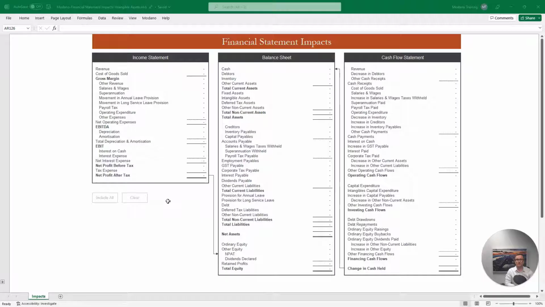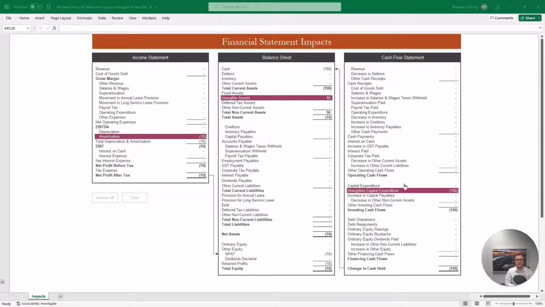When we look at the financial statement impacts of intangible assets within a three-way financial model, our intangible assets hit all three financial statements. Our intangibles capital expenditure is included within the investing section of our cash flow statement, decreasing our change in cash held and decreasing cash at bank. Our calculated book amortization for the month is included on our income statement below EBITDA, decreasing our net profit after tax and therefore decreasing our total equity on the balance sheet.